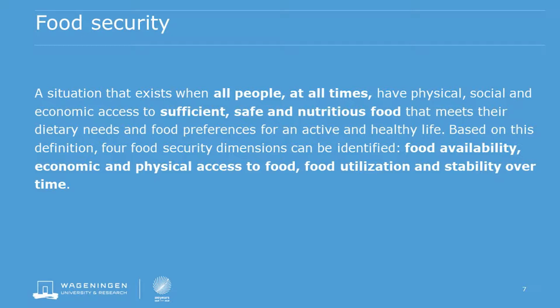Based on this definition, 4 food security dimensions can be identified: food availability, economic and physical access to food, food utilization, and stability over time. Now, this is very interesting because what we see is that this is actually a very multifaceted, very complex bringing together of all things related to food.